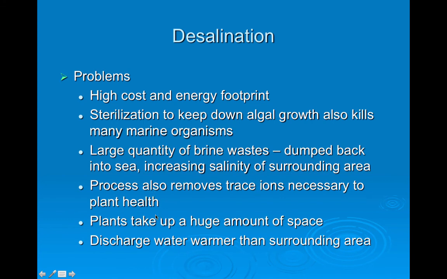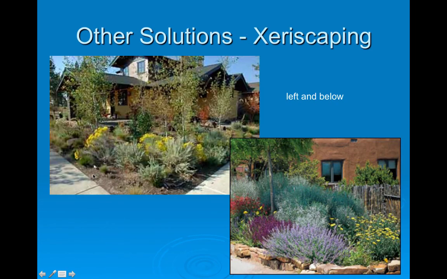If you're using it for irrigation purposes, you would have to then add back in trace ions for the plants to stay healthy. The plants to do this, not growing plants, but the industrial areas where you do desalination, they take up a huge amount of space. And then again, the discharge water is warmer than the surrounding area where you withdrew it, and that can kill fish as well.